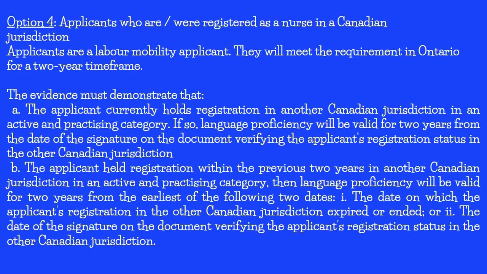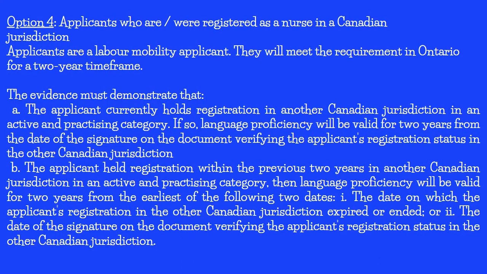This especially, I think, would be applicable in the case of a person who was an RPN and wants to become an RN in Ontario. So if they are able to get registered as an RPN in CNO, then they will be able to meet their language requirement for the RN application. The applicant held the registration within the previous 2 years in another Canadian jurisdiction in an active and practicing category.